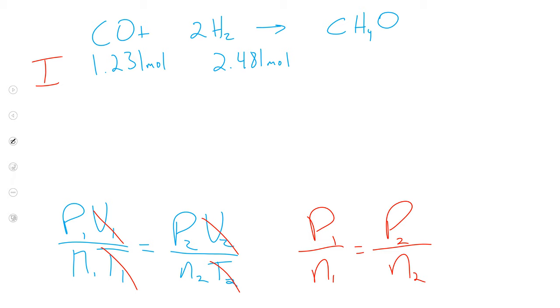When you have moles of something, you can write an ICE table with it. Say, okay, initially I have 1.231 moles of carbon monoxide, 2.481 moles of hydrogen, and 0 moles of product. This wouldn't actually change if I had product in there to begin with. I would just fill in a number here, right, instead of having 0.